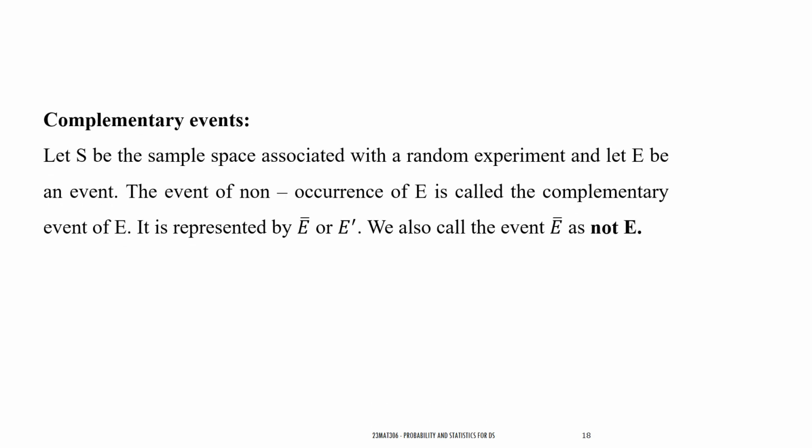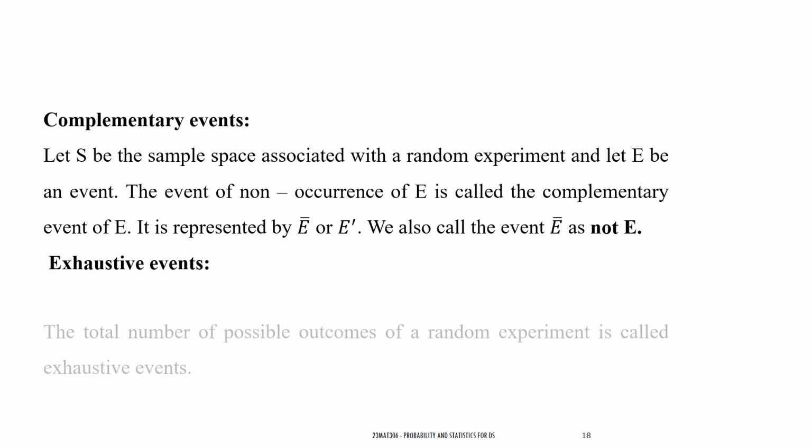The next one is complementary events. The complement of an event means the event is not occurring. If event E happens, its complement does not happen. The sum of probabilities of an event and its complement is always 1.